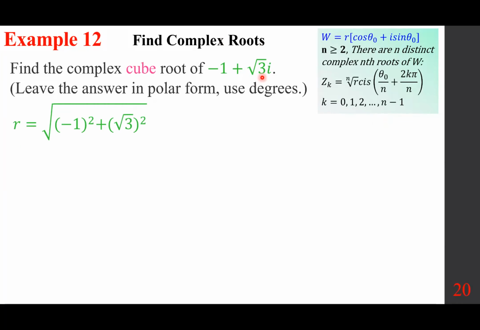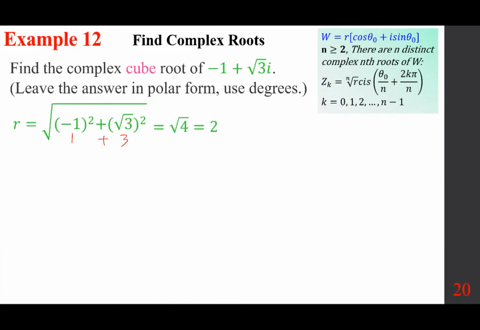And as you know, this is 1. This is 3. They add up to 4. Let me write that. This is 1, 3, 4, and it gives you 2.